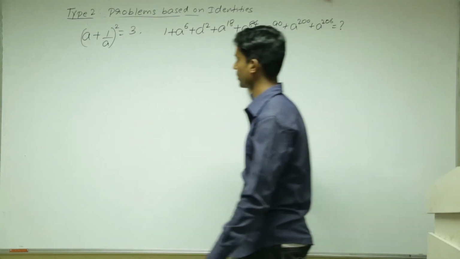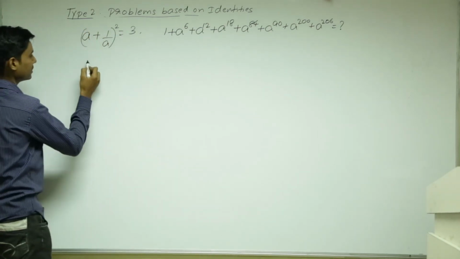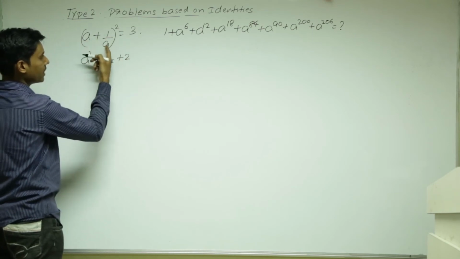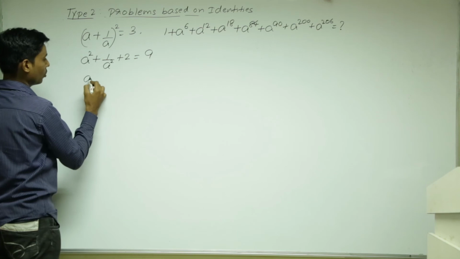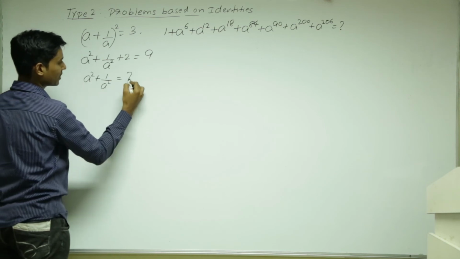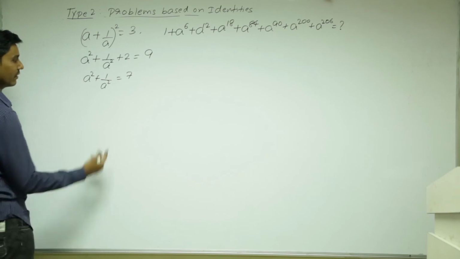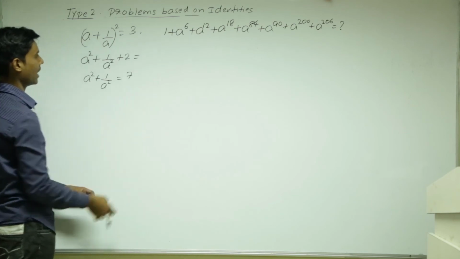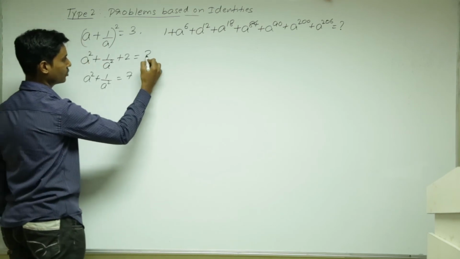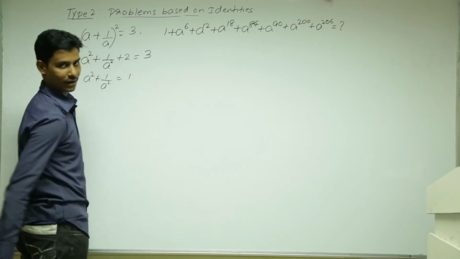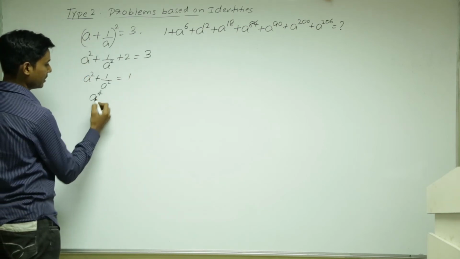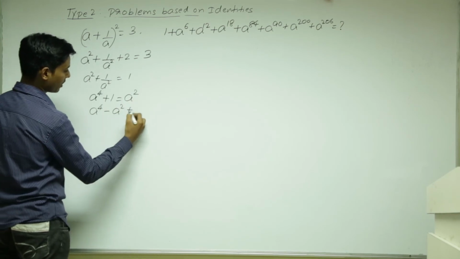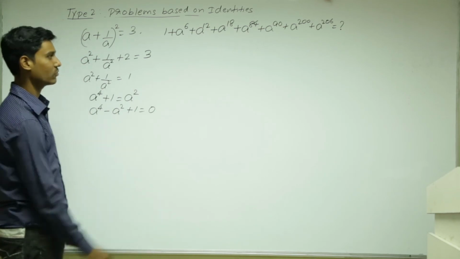Okay, see here, listen to this carefully. a plus 1 by a whole square is 3. That means a plus b whole square is a square plus b square plus 2 into a into 1 by a. Actually it is not 9, because I am not squaring, I am just expanding, so the right hand side should be 3 itself. Here the right hand side will be 1, right? And if I simplify, this becomes a power 4 plus 1 is equal to a square. a power 4 minus a square plus 1 equal to 0, right?